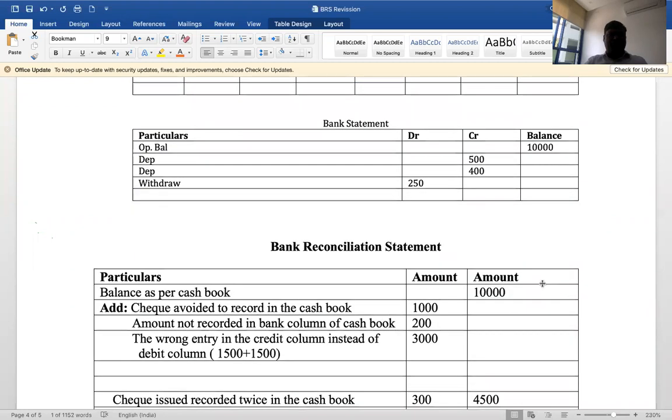So what you should do is reverse it by writing the wrong entry on the credit side, instead of debit. Let's say simply debit: it is 1500 plus 1500, 3000, to bring it back to the actual figures.